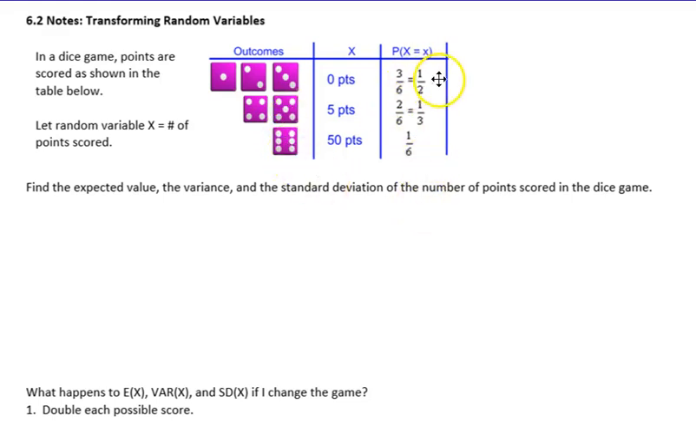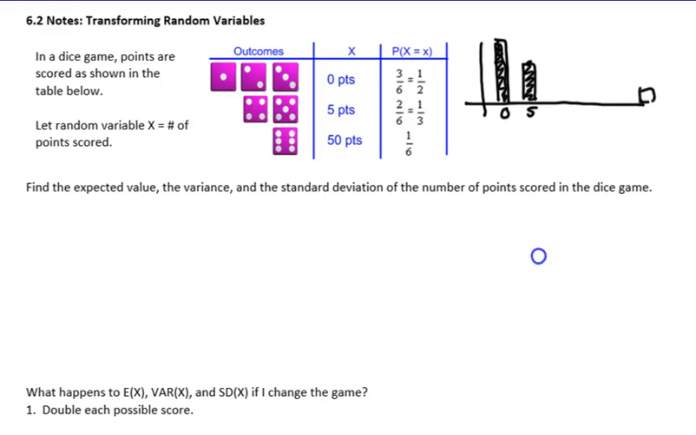So you have a 1/2 probability of scoring 0, a 1/3 probability of scoring 5, and a 1/6 probability of scoring 50 points. If you wanted to make a distribution graph of this distribution, we would have 0 with a 0.5 probability, and we would have 5 with a 1/3 probability, and then way over here we would have 50 with a 1/6 probability.